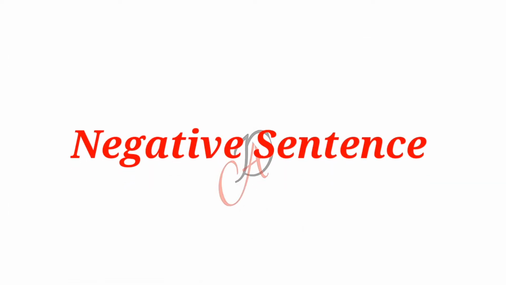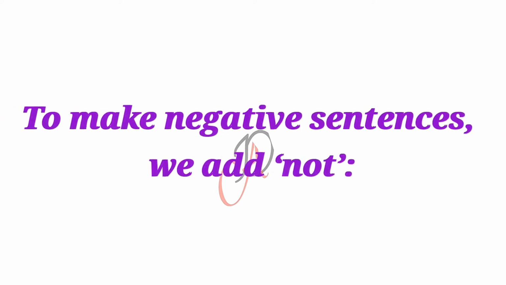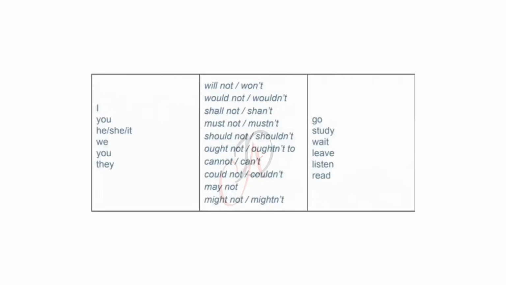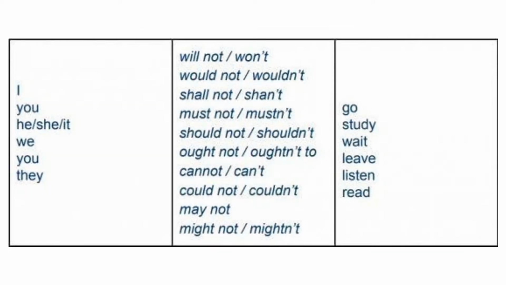To make a negative sentence using the modal verbs, we just add not. Look at the given table closely. It is quite similar to the table which we just saw in the affirmative sentence. The only difference between that table and this one is that here we use the word not to make it a negative sentence. Like I will not or won't go, you will not or won't go, or he, she, it will not or won't go, and so on.